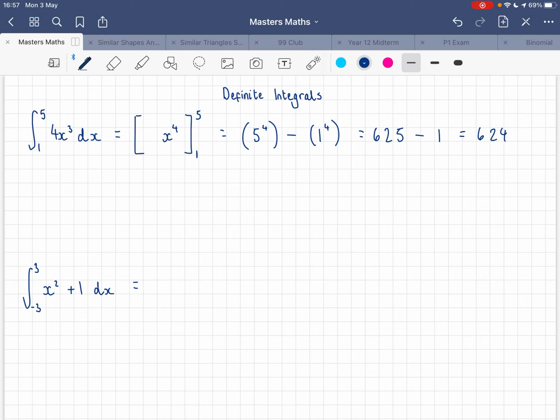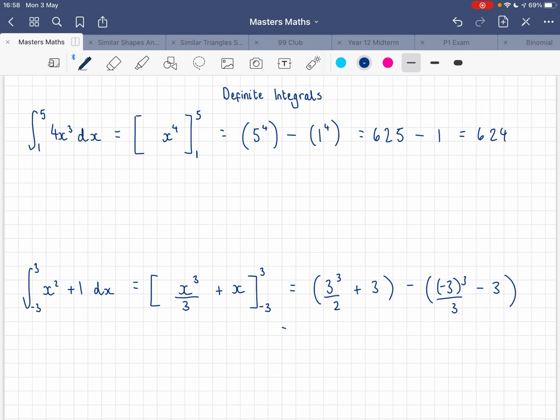So again, we're integrating x squared plus 1 with the limits 3 and negative 3. We integrate first, so we increase the power by 1, giving x cubed, and divide by the new power. So we've got x cubed over 3 plus x. Again, we don't need to worry about a plus c. We put the limits on the outside of the square brackets and now evaluate it. So we're doing 3 cubed over 3 plus 3, minus negative 3 cubed over 3 minus 3.